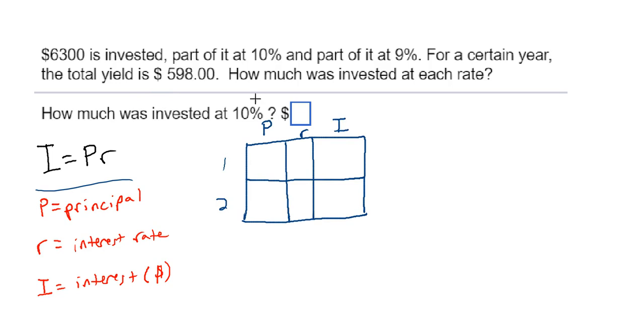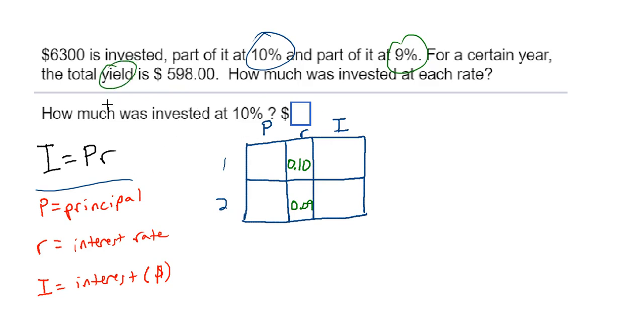All right, so the first investment, the interest rate is 10%. Let's pick a different color here. 0.10. Again, I should put the leading zero there, like I was talking about in the last problem. The second investment, the interest rate is 9%, so we're going to write that as 0.09. For a certain year, the total yield was $598.